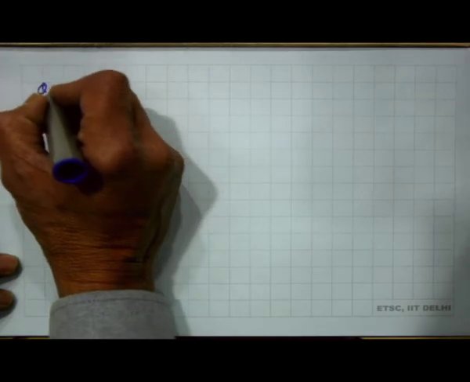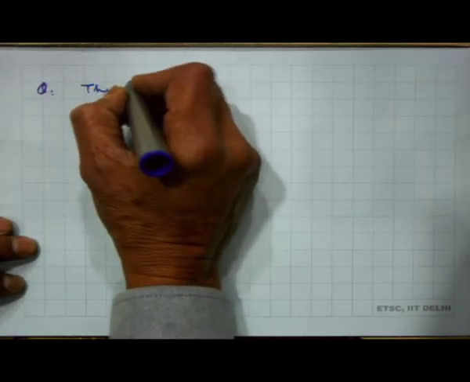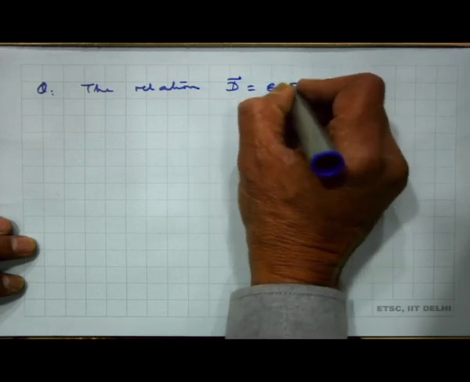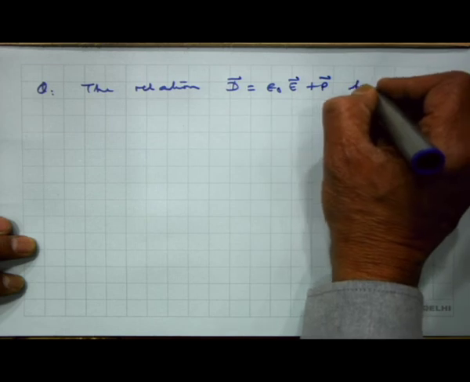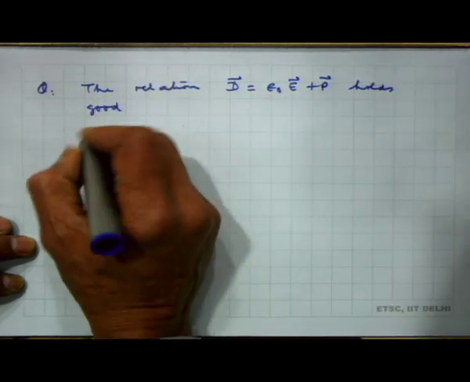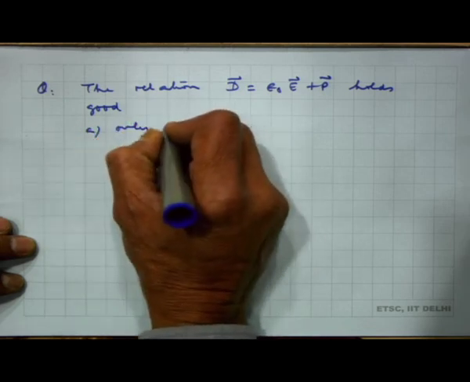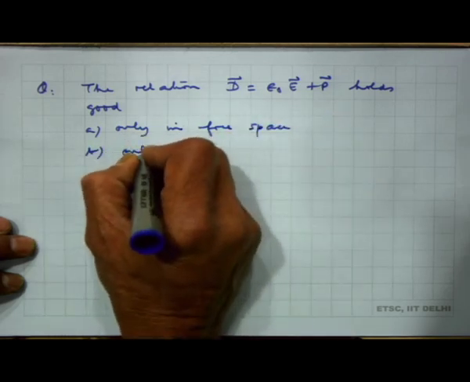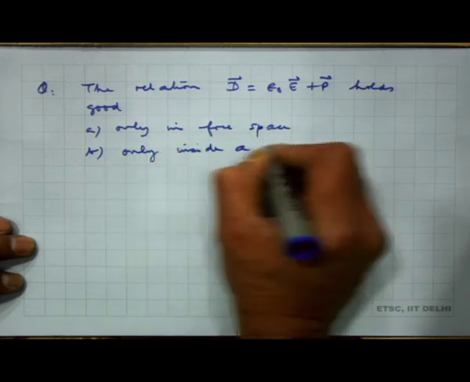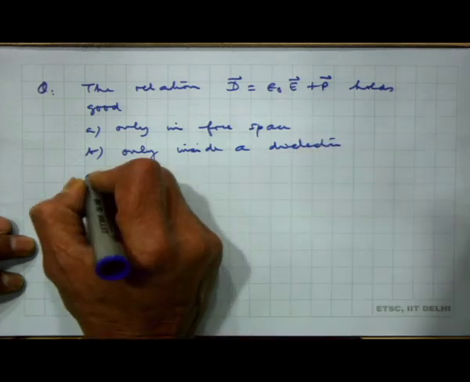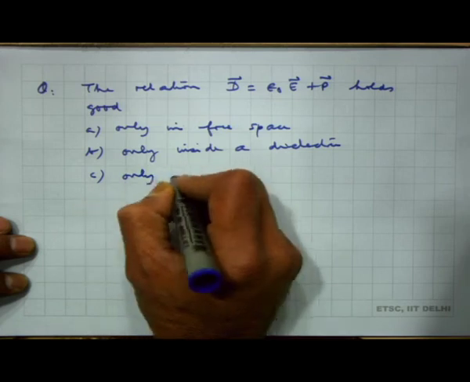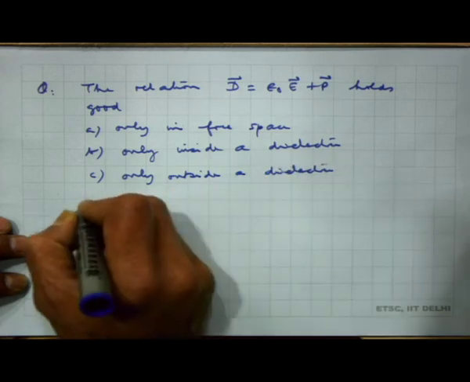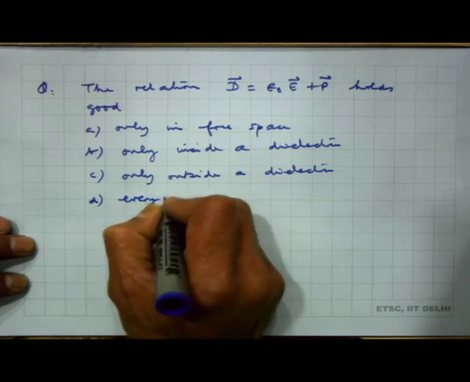Another interesting question that we must understand is, let me look at the following: the relation D is equal to epsilon 0 E plus P holds good A, only in free space, B, only inside a dielectric, C, only outside a dielectric, and D, everywhere in space.